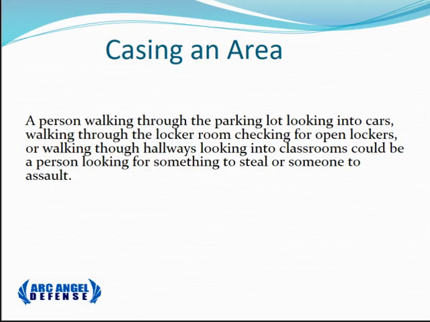Casing an area. A person walking through the parking lot looking into cars, or walking through the locker room checking for open lockers, or walking through hallways looking into classrooms could be a person looking for something to steal, or someone to assault, or just to plain out cause trouble.